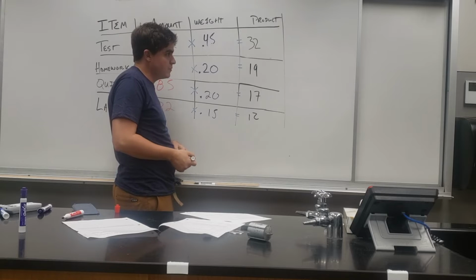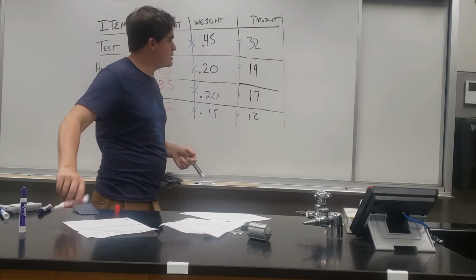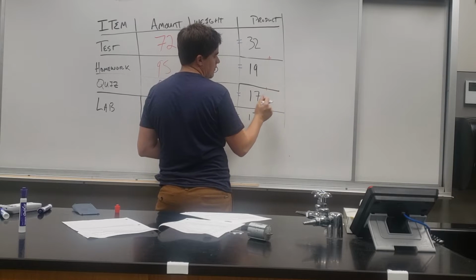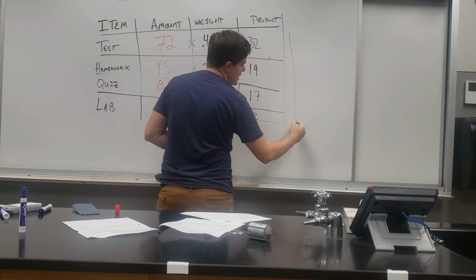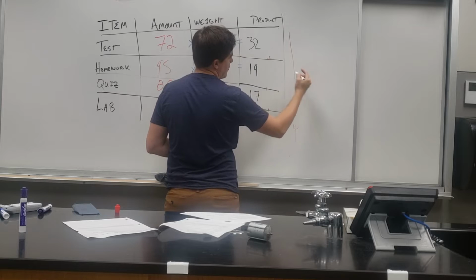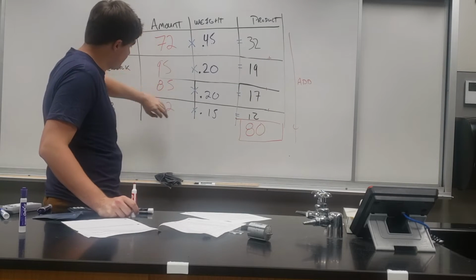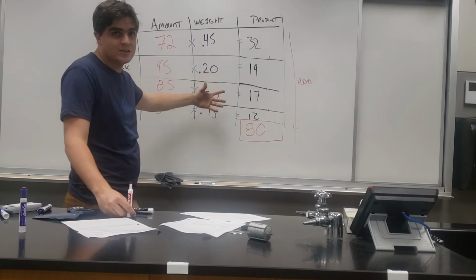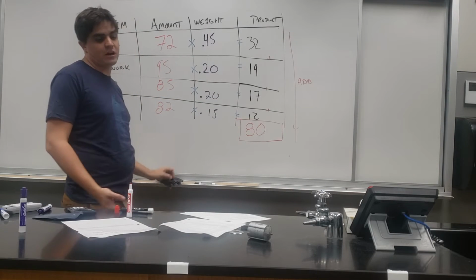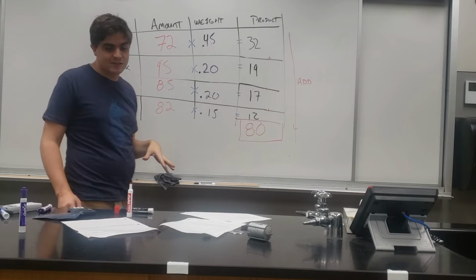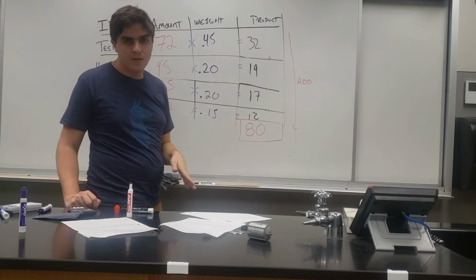So what we're going to do next is we're going to take these numbers, and we're going to take 32 plus 19 plus 17 plus 12, right? We're going to just take this, and we're going to add down. All right, so we get 80, right? So this kid scores, based on this weighting structure, an 80%. Now that's a bit of a contrived example. What I really want you to see though is that multiply across, add down thing.